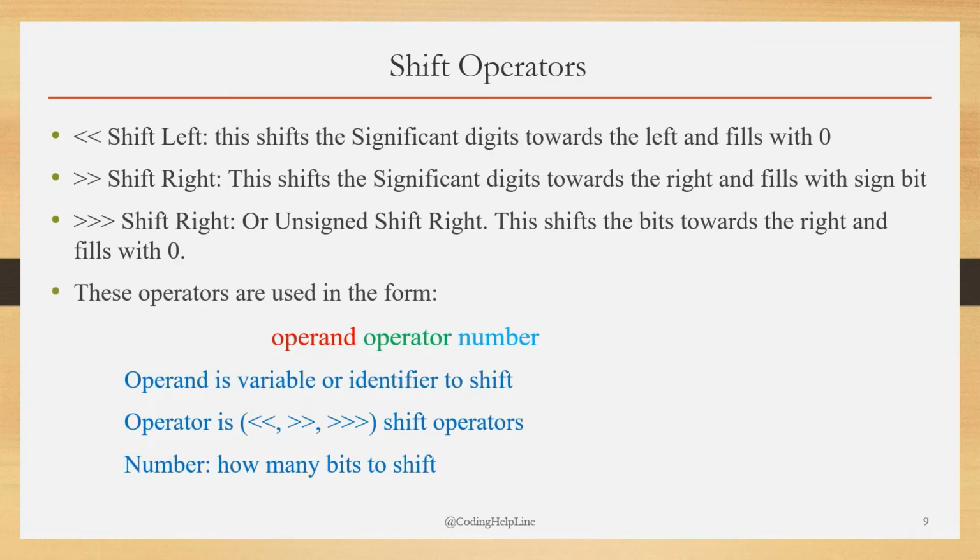Okay. These operators are used in the form operand, operator, and number. Operand is the variable that we are going to operate on. Operator is one of these three operators, and the number is the number of bits we are going to shift. For example, some variable, left shift operator, 2: it will left shift the variable 2 positions towards the left and pad the number with 2 zeros from the right side.